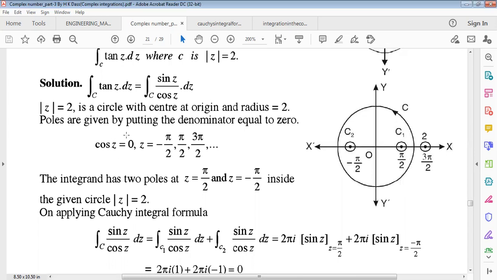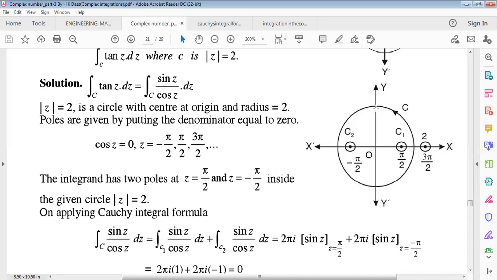The poles are given by putting the denominator equal to 0. That means cos z = 0. You must know the trigonometric solution. For the equation cos z = 0, we can find different values for z, because this is a periodic function: z = ±π/2, ±3π/2, etc. So the integrand has two poles, z = π/2 and z = -π/2. One is 90 degrees and another is minus 90 degrees.